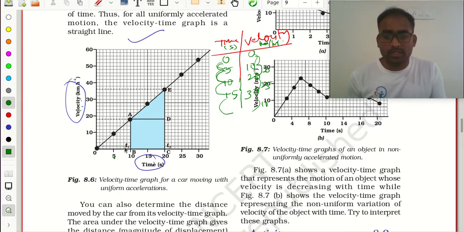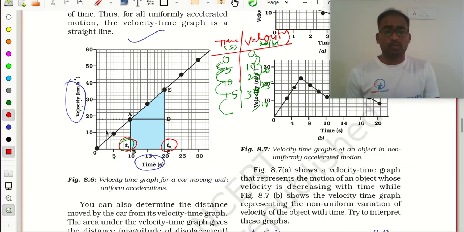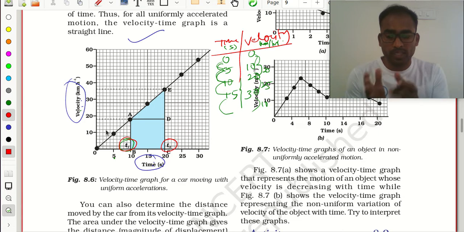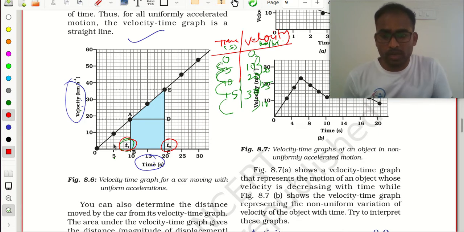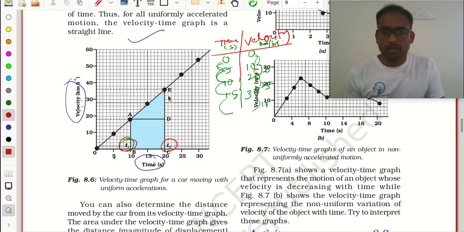How much distance is covered from time t1 to time t2? What is the distance covered by my object from t1 to t2 from this velocity and time graph? So I am having this velocity and time. In the previous case, as I told, at t1 you draw one perpendicular which touches our graph, and at t2 you draw one more perpendicular line which touches our graph. Okay. So here we are having point A and point E.